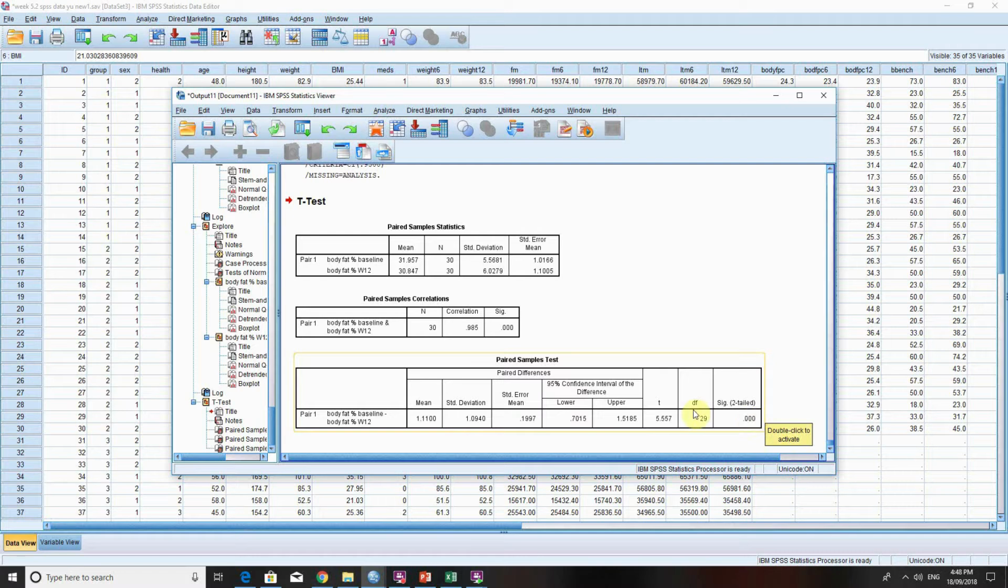So to report this, we would say t, and then our degrees of freedom in brackets, so 29, equals 5.557, comma, P is less than 0.001. And you can say a paired samples test was run as the data was determined to be normal by a Shapiro-Wilk normality test. It was found that there was a significant difference between body fat percent at baseline and body fat percent week 12. And you would put that output I mentioned before.